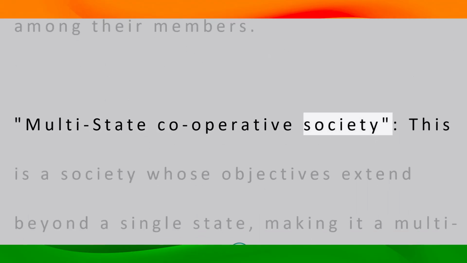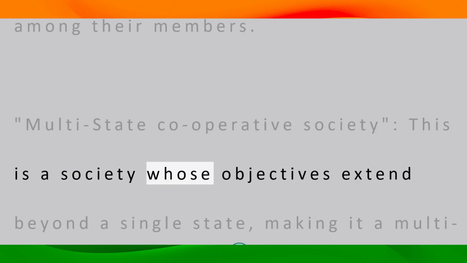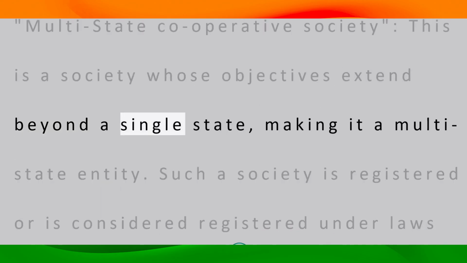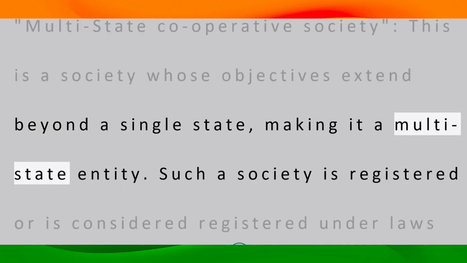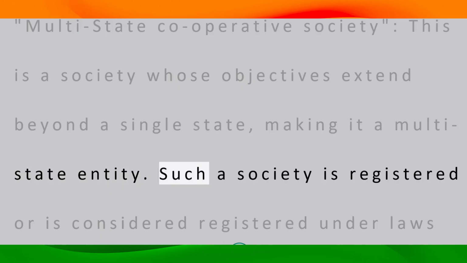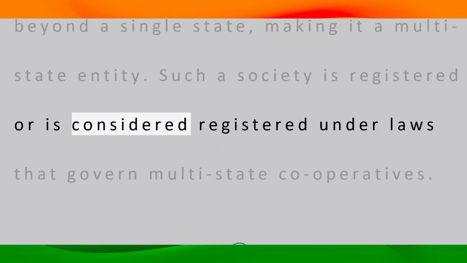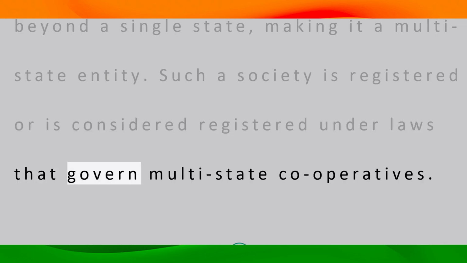Multi-state cooperative society. This is a society whose objectives extend beyond a single state, making it a multi-state entity. Such a society is registered or is considered registered under laws that govern multi-state cooperatives.